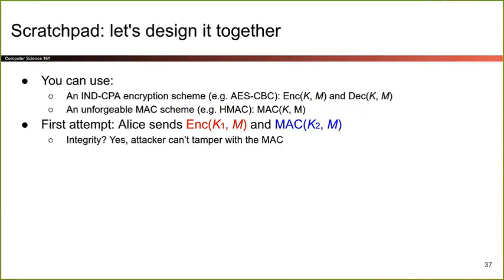Well, does this have integrity? It does, because the attacker can't tamper with the MAC. Does it have confidentiality? No, right? And the reason why it doesn't is because this MAC is not IND-CPA secure. We define that this MAC, even if it's HMAC or something and it doesn't leak information, it's still not IND-CPA secure because it's deterministic by definition. So this attempt is not perfect because the MAC doesn't give us security.